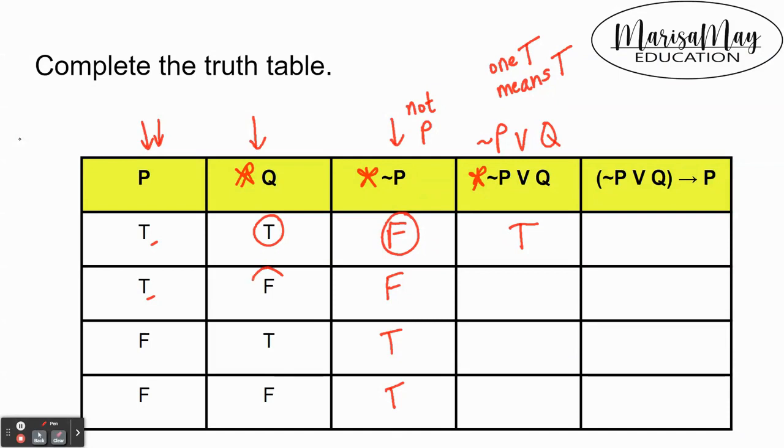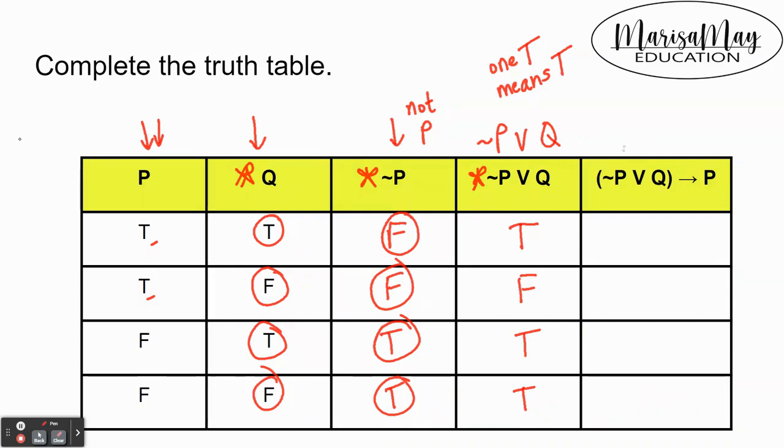I see in the second row false and false. Don't have one true, so I have to put a false there. Then I have in the third row true and true. That's at least one true, so I say true. And then I have false and true. One true gives me a true here. So this is good, okay?